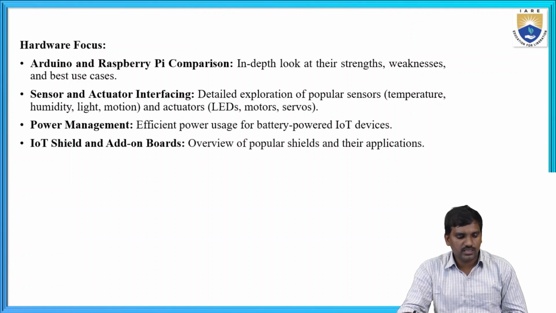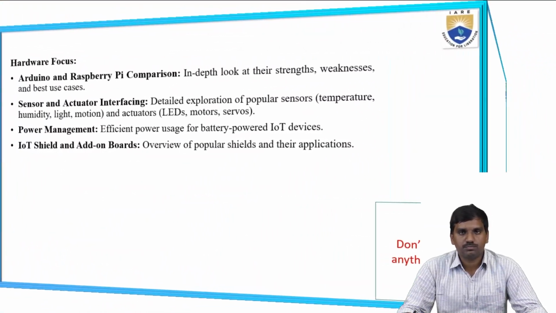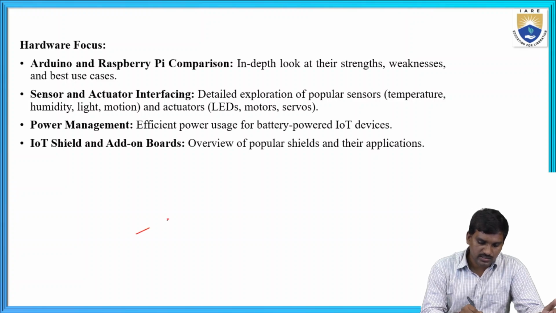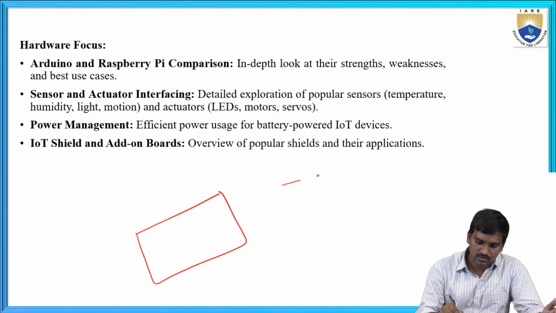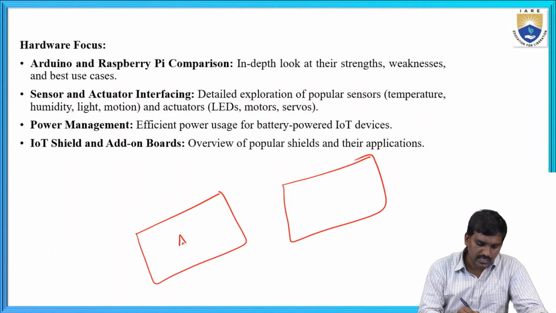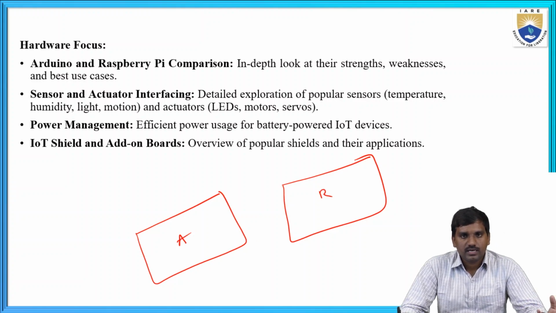Next one, what we focus on in the hardware part. We focus on the hardware part, that is the Arduino and Raspberry Pi comparison. ATM card size mini computers. One belongs to the microcontroller family and one belongs to the microprocessor family. Arduino and Raspberry Pi, very important. They act as a mini computer.